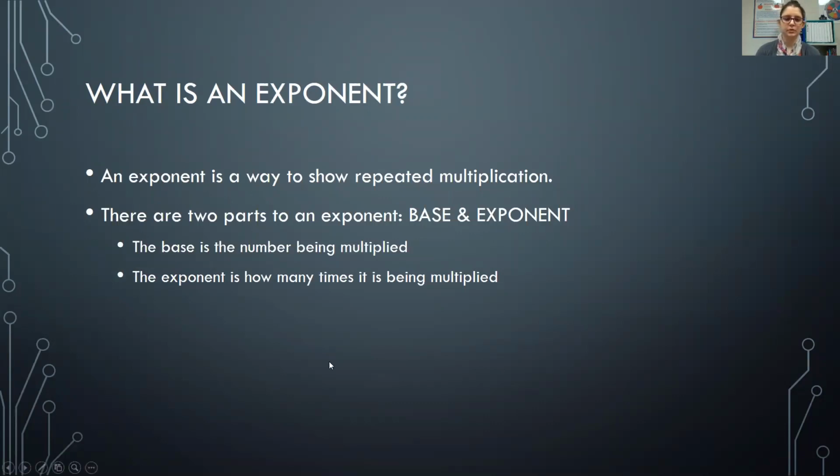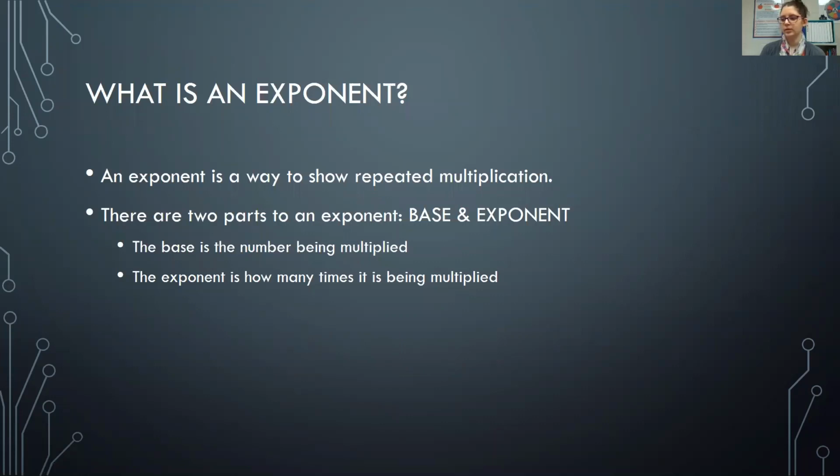So, for example, if we had 2 to the third power, our 2 would be the base and our 3 would be the exponent. So the 2 is what we're multiplying and the 3 tells us how many times. So we'll be multiplying 2 times itself 3 times. Okay, so that is how an exponent is used and how we can expand it out.